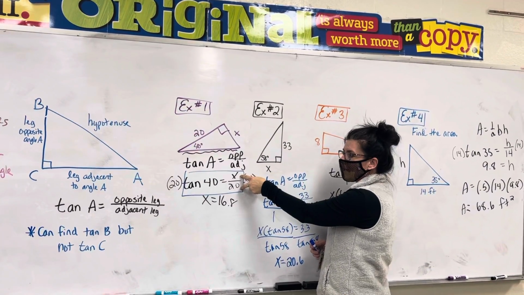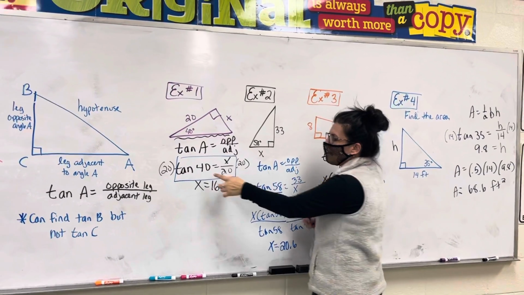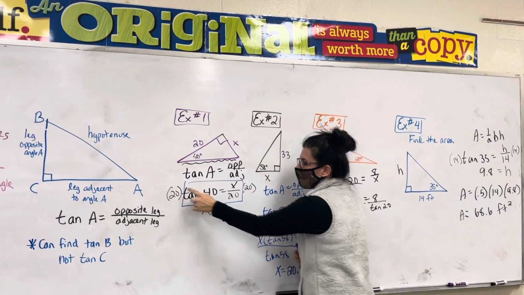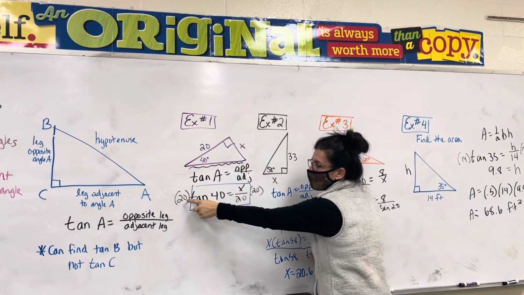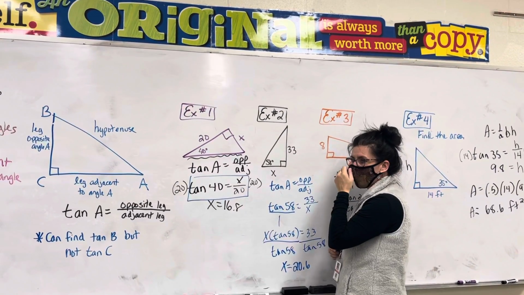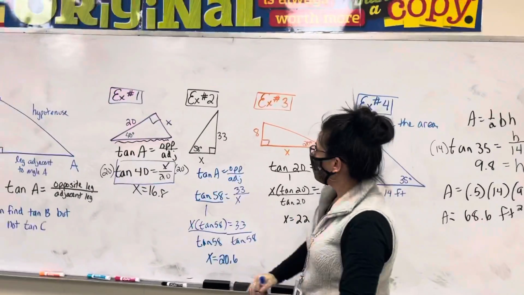So I set up my equation. Tangent and 40 cannot be separated. You have to keep those together. So to solve this, to get x by itself, we multiply both sides by 20. So on my calculator, I'm doing 20 times the tangent of 40. So I have x equals 16.8. And at the very end of the video, I'll show you how to use your Desmos to do that.